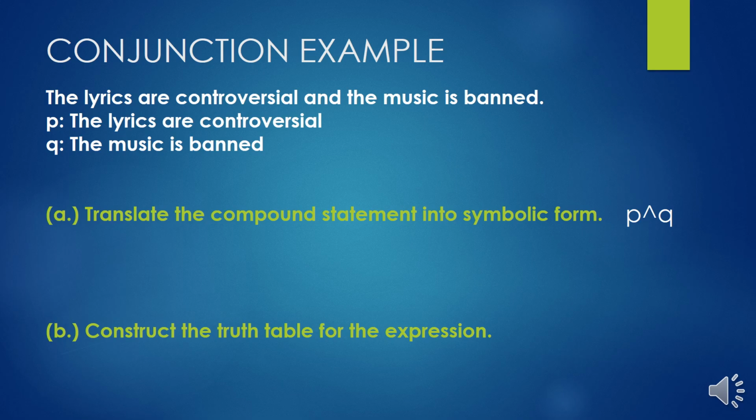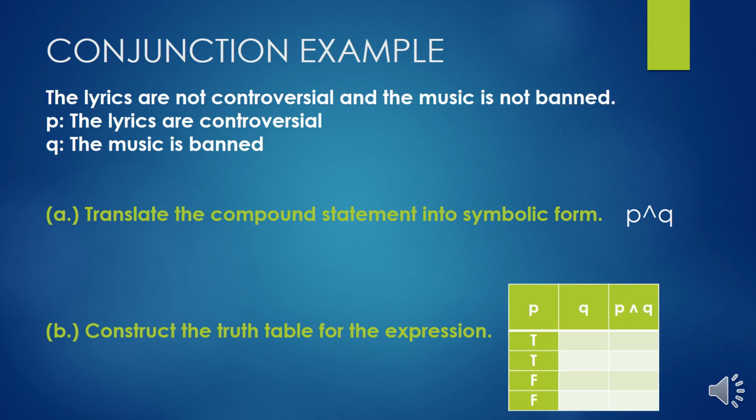Next, we need to construct a truth table for this expression. So here we have our blank truth table. We need to start by filling in the options for Q. I just talked about the 4 options for Q, and it's based on the truth value of P. So your first option is true, true, then true, false, false, true, and false, false.